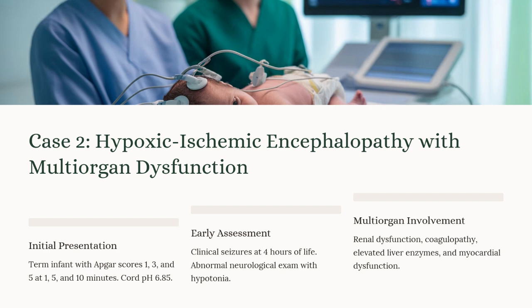At 4 hours of life, seizures begin. The neuro exam? Hypotonic. Floppy. No suck. But it's not just the brain. Kidneys not functioning. Heart struggling to perfuse. Liver enzymes up. Brain deeply insulted. We're facing full-blown Hypoxic-Ischemic Encephalopathy with multi-organ damage.